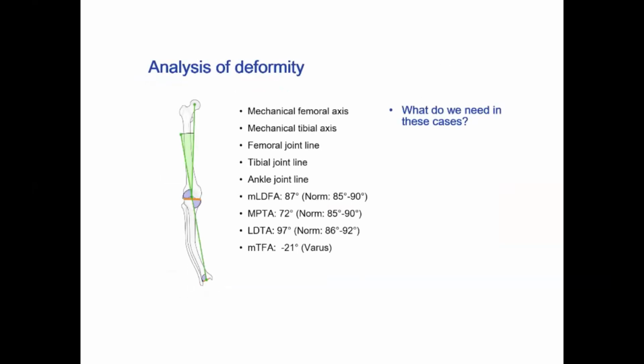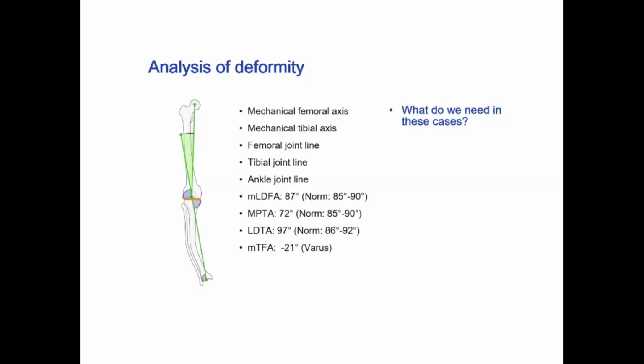The LDFA, that is the lateral distal femoral angle, is 87, the medial proximal tibial angle is 72, the distal tibial angle is 97, and the mechanical tibiofibular angle is 21. That means he has a varus deformity. What needs to be corrected here?